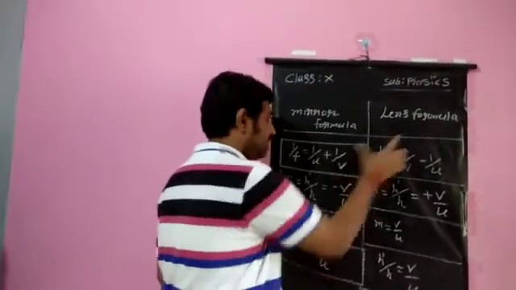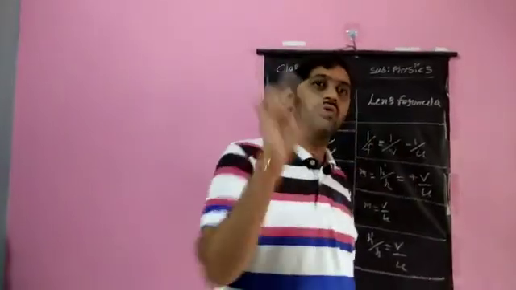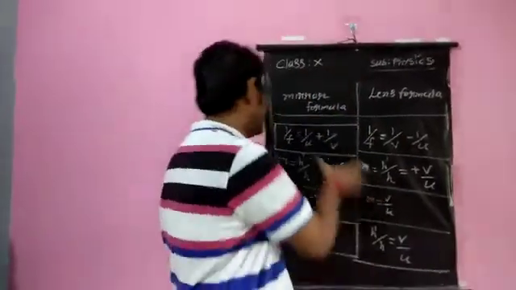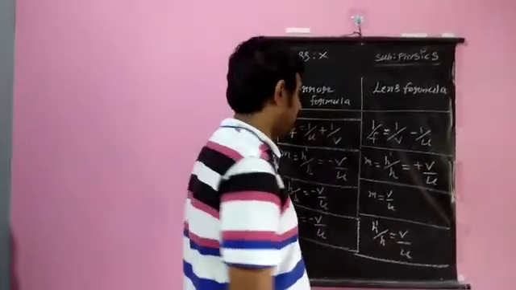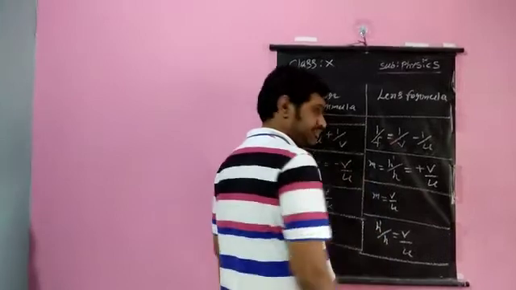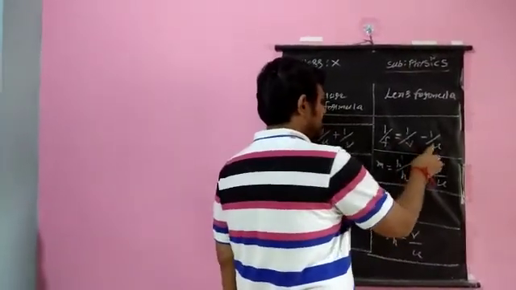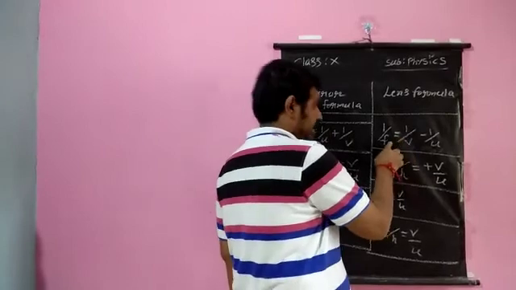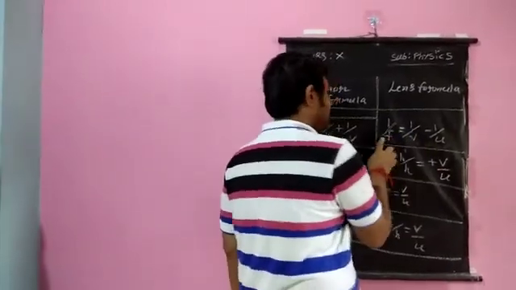Out of these, use whichever depends upon the question. Mirror means the mirror formula will be used. Lens means the lens formula. Here we have three things: object distance, image distance, focal length. They will give you the object distance and image distance and ask you to find the focal length, or give you these two and ask for the focal length.